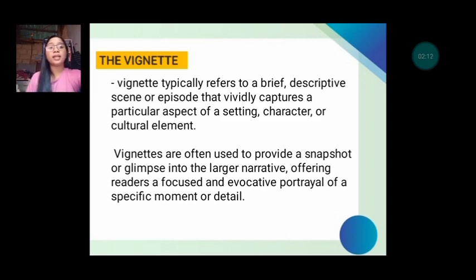Vignettes are often used to provide a snapshot or a glimpse, so that you show it, like when shootings happen, and others, into the larger narrative, offering readers a focused and evocative portrayal of a specific moment or detail. Okay, so for the vignette, I have provided another detailed description that includes an example. I am just introducing what a vignette is so that if you read the description, you will know that something happened, and there is a setting and a character.